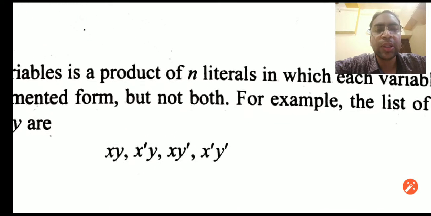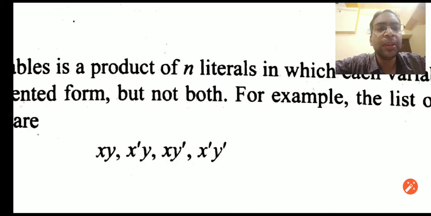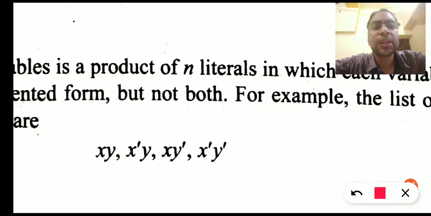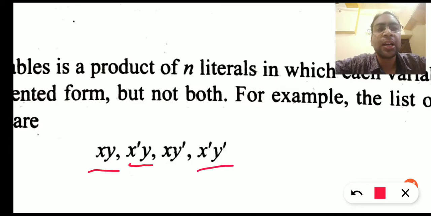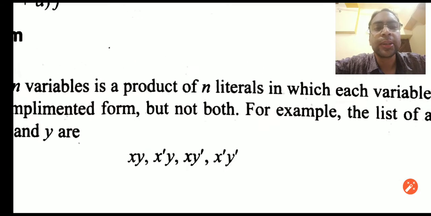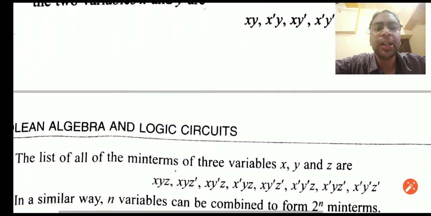So in this you can see these are the min terms. If you see, this is x and y. If x is there, then x complement cannot be there. If y is there, then y complement cannot be there. In the second case, you can see x bar y. If x bar is here, then x cannot be here. If y is here, then y bar cannot be here. You can see the last example, x bar dot y bar. Whenever x bar is here, x cannot be here, and when y bar is here, then y cannot be here. So this is the min term.